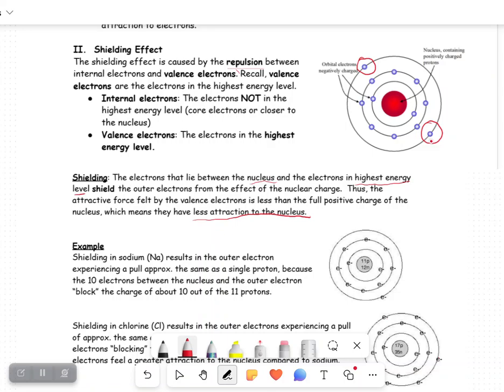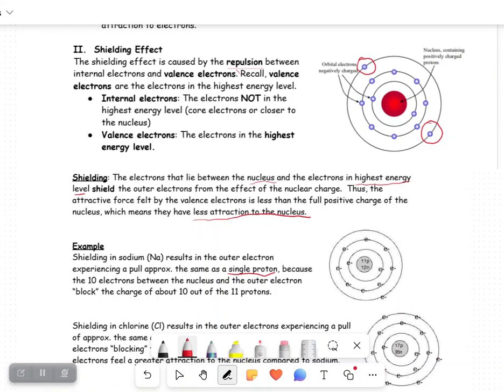Okay, so they are, one, the farthest from the nucleus, so that's the distance, okay? So they're going to have the least amount of attraction, and then they're also shielded by these internal electrons. Okay, so let's look at an example of sodium. So shielding in sodium results in the outer electrons experiencing an approximate pull the same as a single proton, because the 10 electrons between the nucleus and the outer electron block the charge of about 10 of the 11 protons.